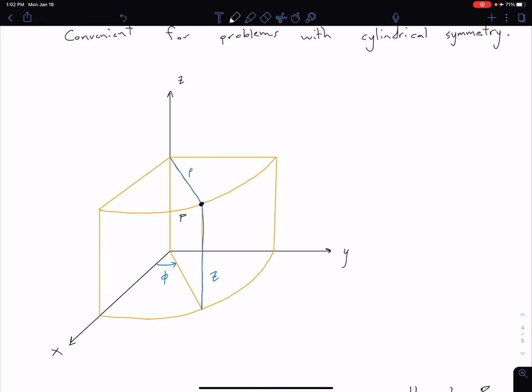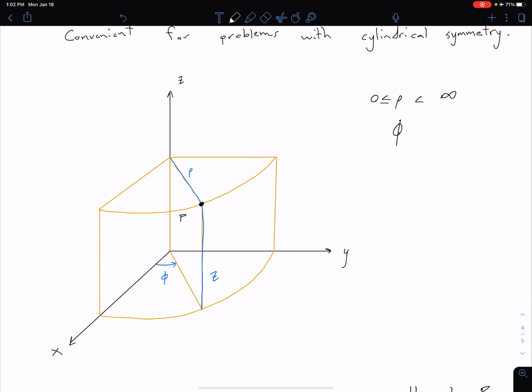So let's talk about the ranges for these three values, our rho, phi, and z. Our rho cannot be less than 0, but it can go all the way up to infinity. We can go as far away as we want from our z-axis, but we can't go in a negative direction. Instead, we just rotate the phi to a different angle, and then we have a positive distance from that axis.